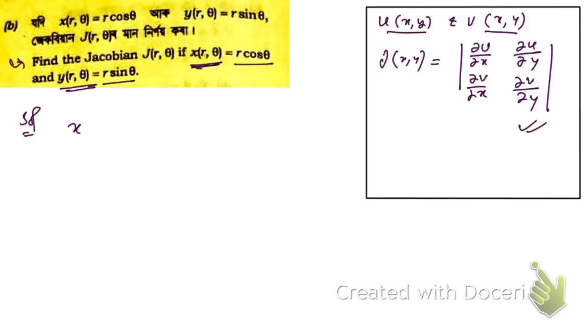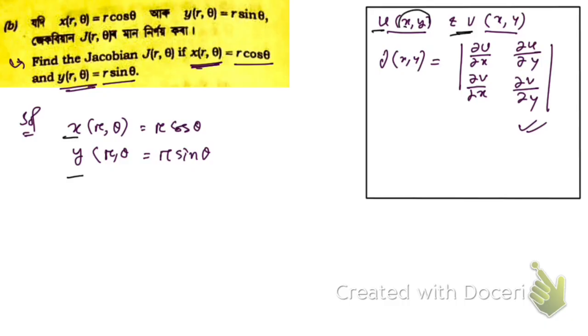Here x, that is a function of r comma theta, is equal to r cos theta, and y, which is a function of r comma theta, is r sin theta. So here, instead of u and v we have x and y, and instead of x and y we have r and theta. So we can write it this way.